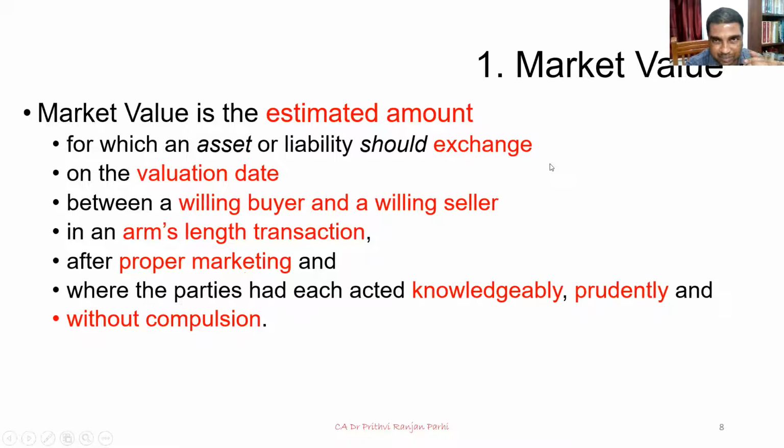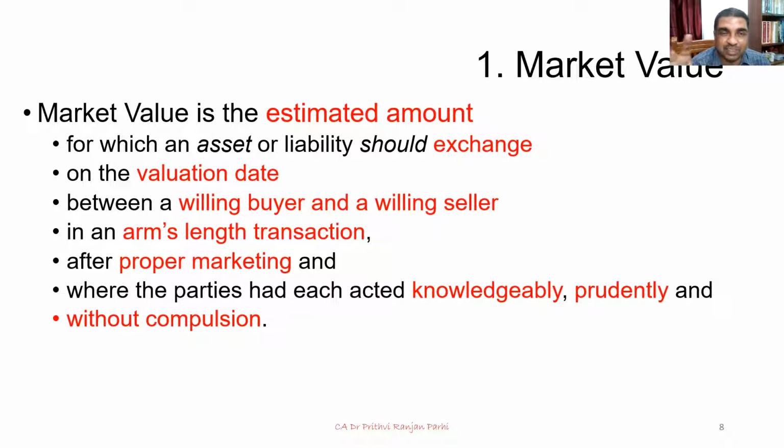First, base number 1, that is market value. We are learning it as per IVS, International Valuation Standard. So if you see, it is defined: market value is the estimated amount for which an asset or liability should exchange on the valuation date between a willing buyer and a willing seller in an arm's length transaction after proper marketing, and where the parties had each acted knowledgeably, prudently, and without compulsion.